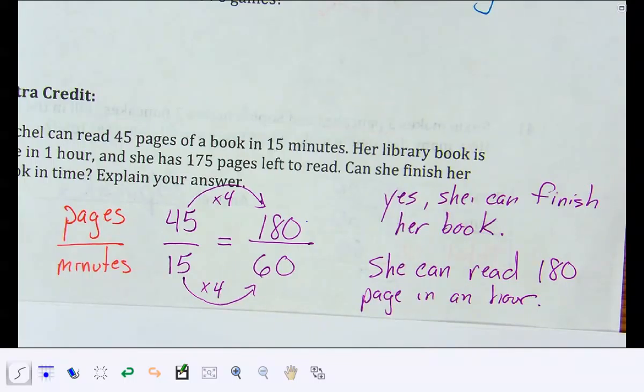So, guys, take a look at your makeup quiz, study this, and then when you're ready, go take that makeup quiz and turn it in.